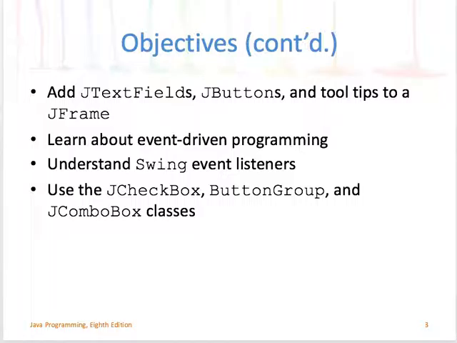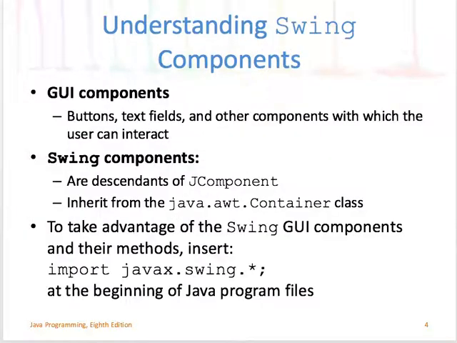Learn about event-driven programming, understand Swing event listeners, the use of checkboxes, button groups, and JComboBoxes, GUI components, buttons, text fields, and other components with which the user can interact. Swing components are descendants of the JComponent. We'll talk about different classes that you can inherit, such as the Container class, the ability to take advantage of Swing components using the import javax.swing library at the beginning of your program.